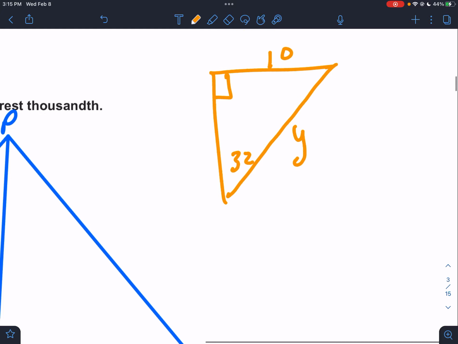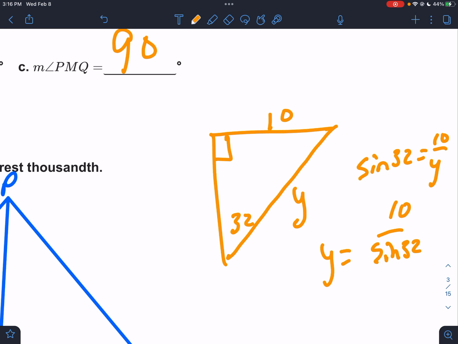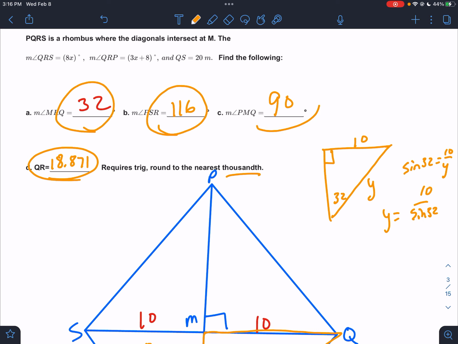So that's going to be a sine problem. I know that the sine of 32 equals opposite over hypotenuse. So if Y is down low, they switch places, you know. So it's going to equal 10 divided by the sine of 32. Well, I need to type that in. Make sure you're in degrees. And that's going to be rounded to the nearest thousandth. It's going to be 18.871. So there are your four answers.